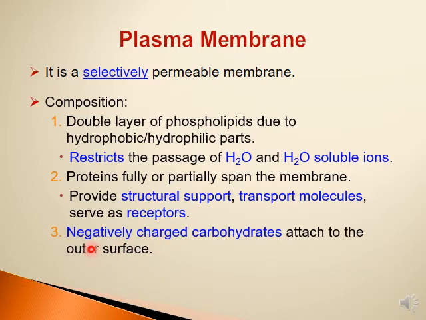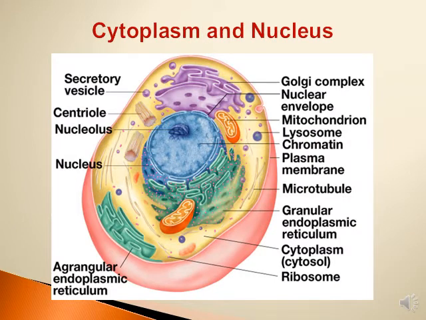Also, the cell membrane has negatively charged carbohydrates attached to the surface, mainly the outer surface, either to the lipids, and we call them glycolipids, or to the proteins, and then they become glycoproteins. Now you can see here in this slide we have the nucleus and the cytoplasm, and the cytoplasm is full of different organelles that I'm going to cover in the coming slides.